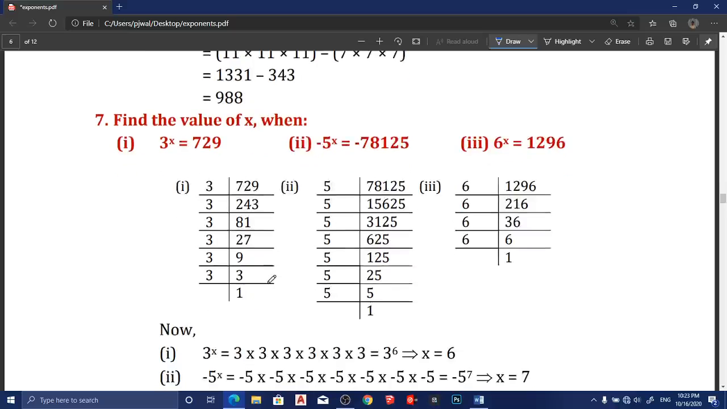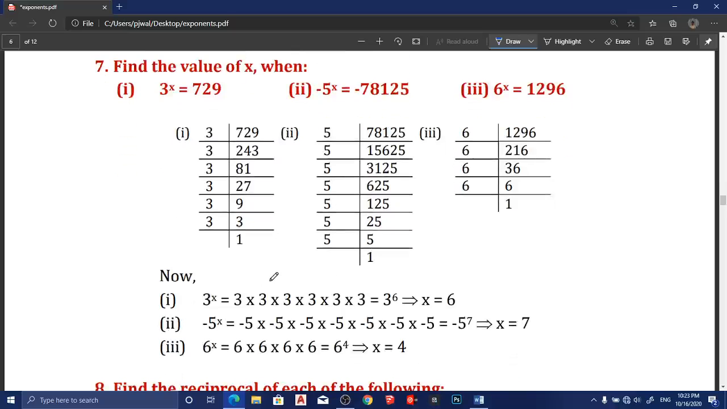Next one, these are important problems. Find the value of x when 3 raised to the power of x is equal to 729. Observe here, what is the base on the left hand side? 3 here. So definitely this number also will be a number which is formed by the power of 3 only. That's why this problem will be given.